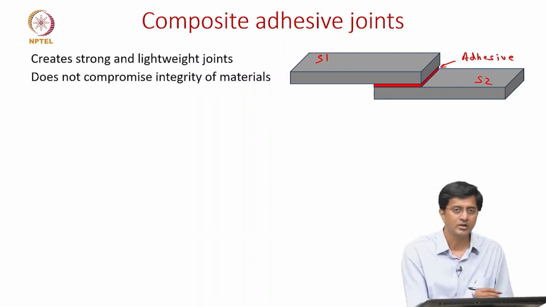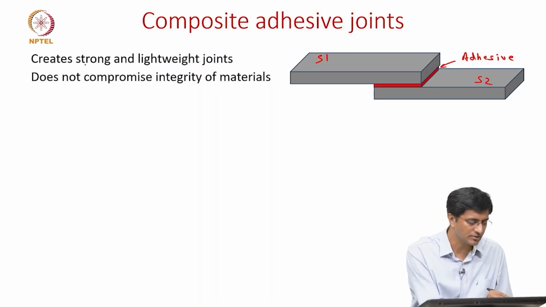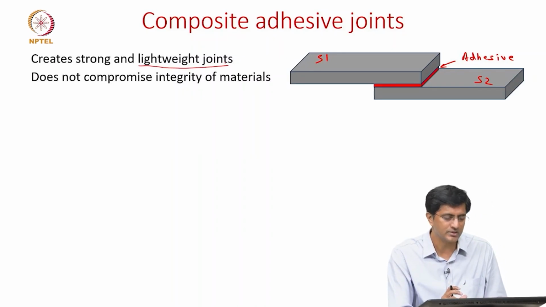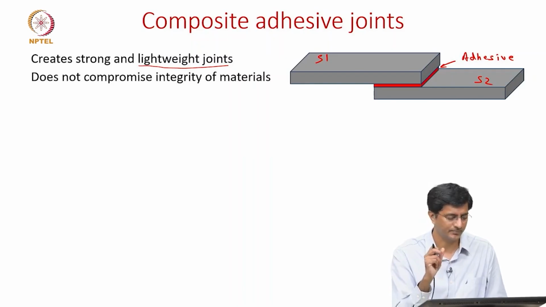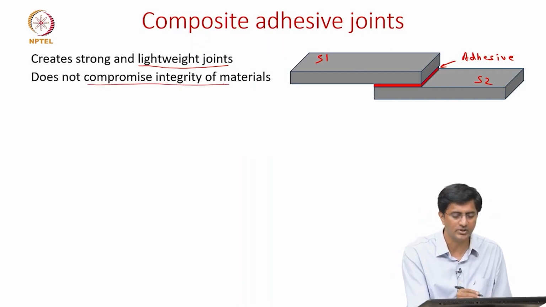So the reason why most often we use adhesive joints is because it creates a strong and lightweight joints. You might be wondering why it is lightweight, because here we are not adding any metals like bolts, rivets or the pins which add weight to the structure. Instead, we are simply adding a polymeric layer which is of lightweight. And secondly, it does not compromise the integrity of the materials.